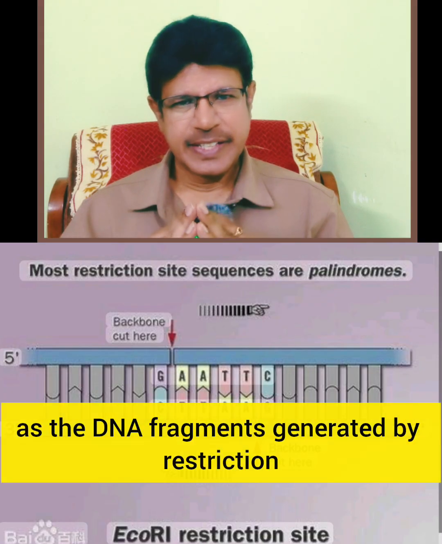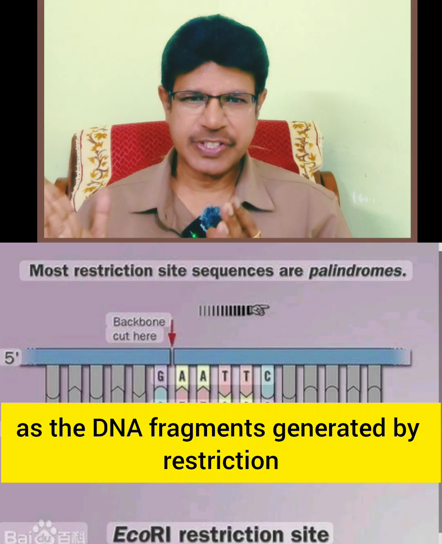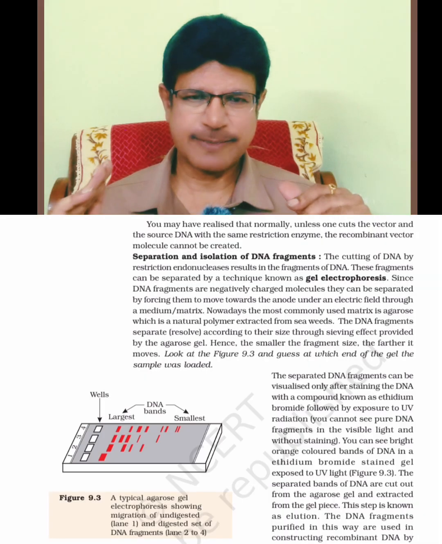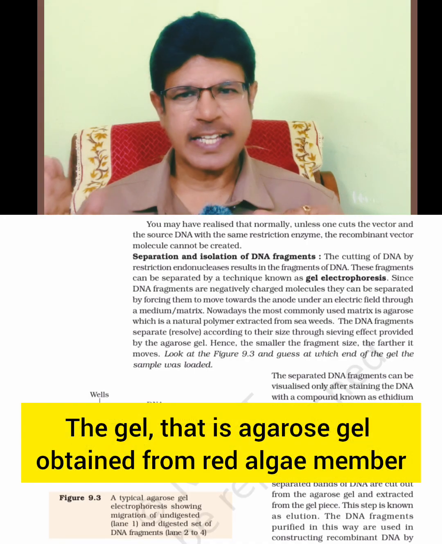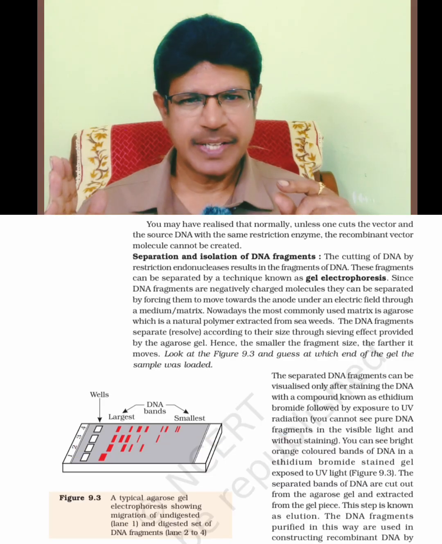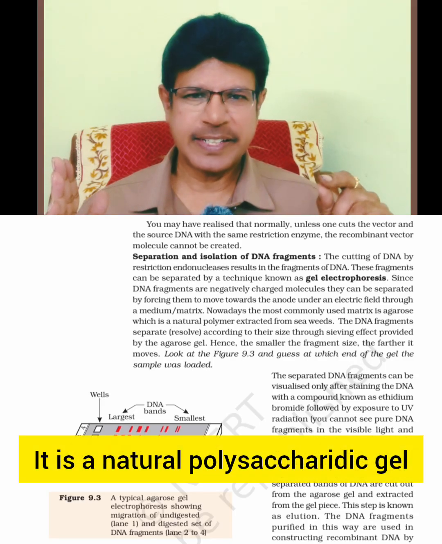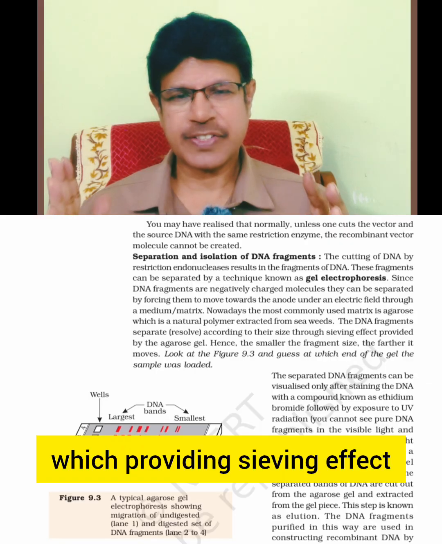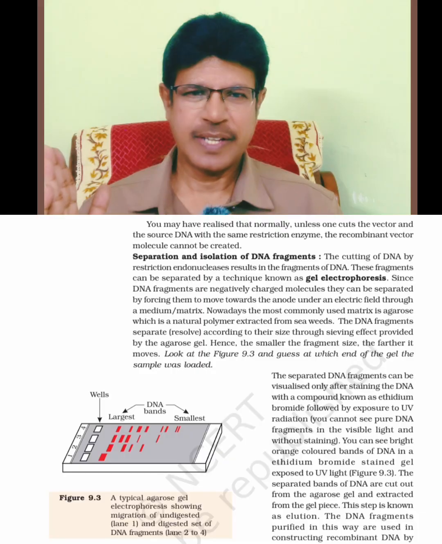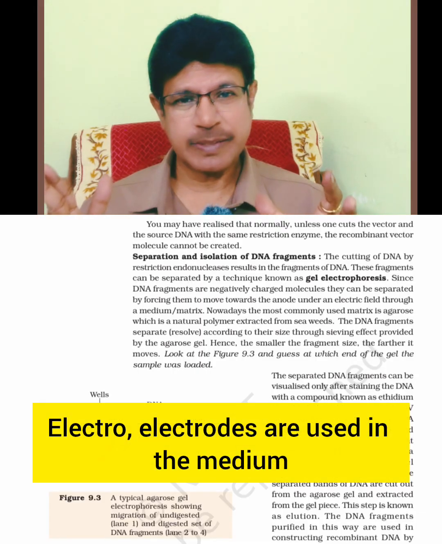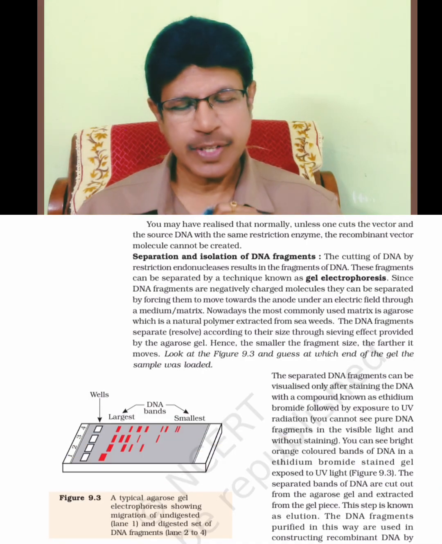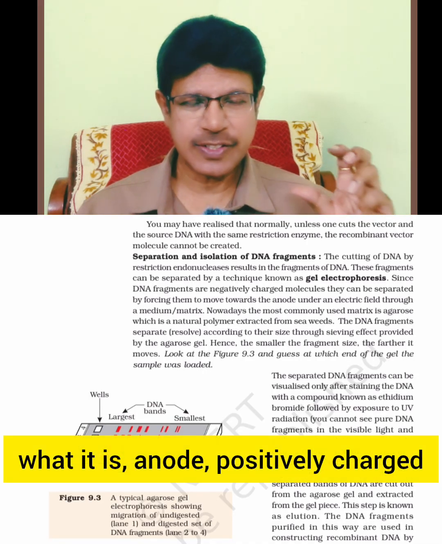Next, the DNA fragments generated by restriction endonucleases are separated by gel electrophoresis. The gel is agarose gel, obtained from red algae, Gracilaria and Gelidium. It is a natural polysaccharide gel which provides a sieving effect. So agarose gel is a molecular sieve. Electrodes are used in the medium or matrix to push the DNA towards the anode. As it is negatively charged, we push it towards the positively charged anode.